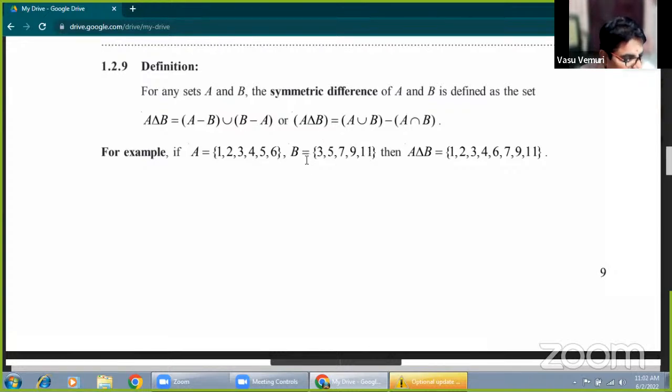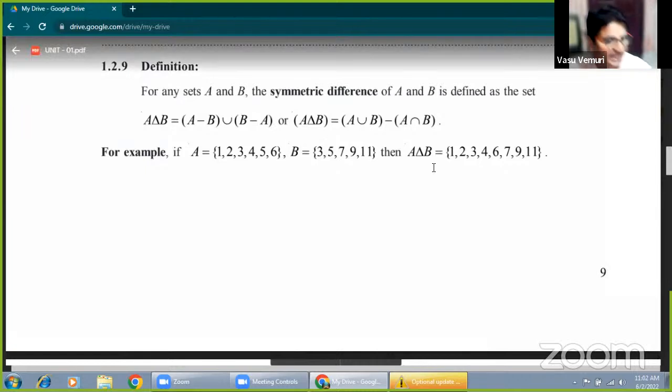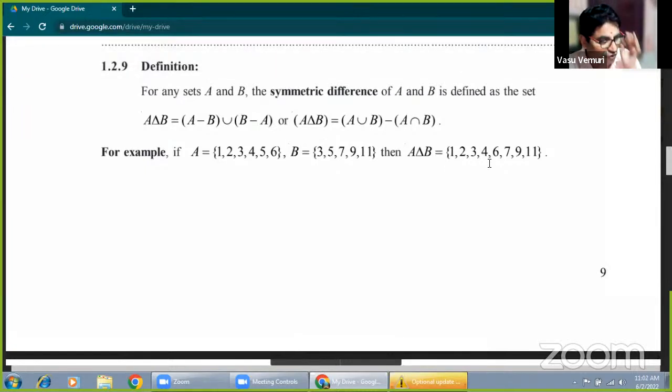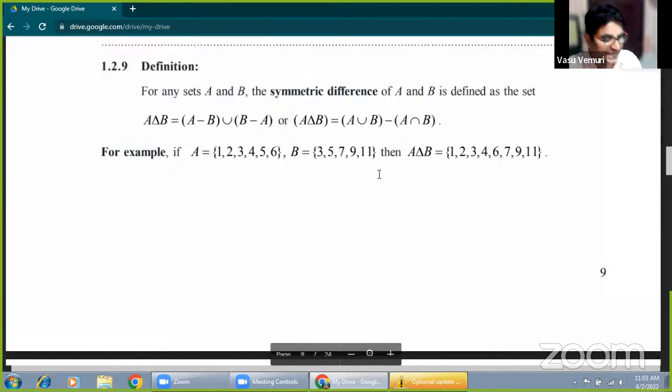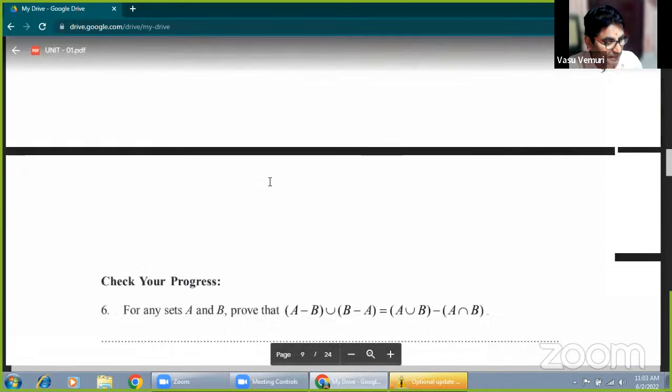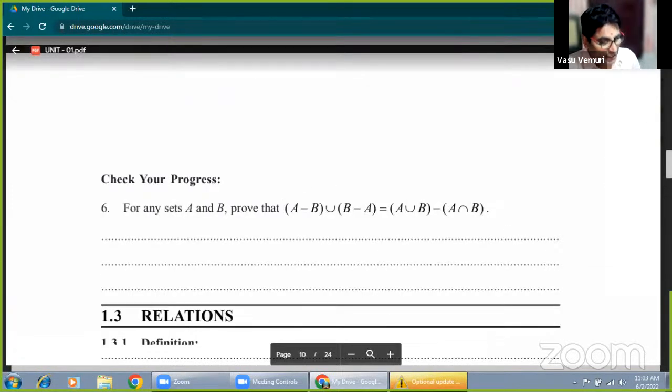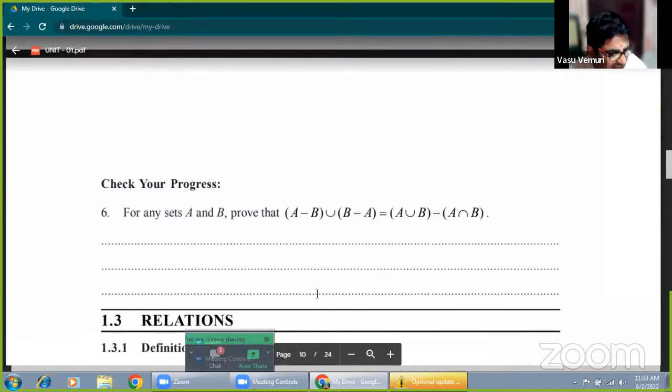Now the union of these parts is called A delta B: 1, 2, 3, 4, 6, 7, 9, 11. That is the overall set of elements in A minus B and B minus A. That is called A delta B. Now, you also have to practice another one.